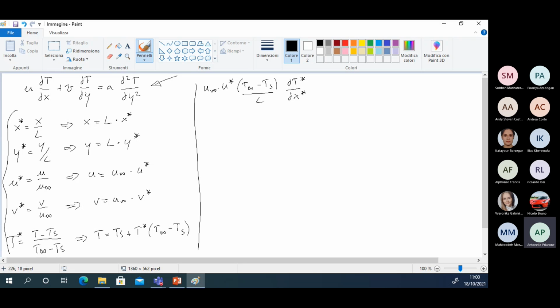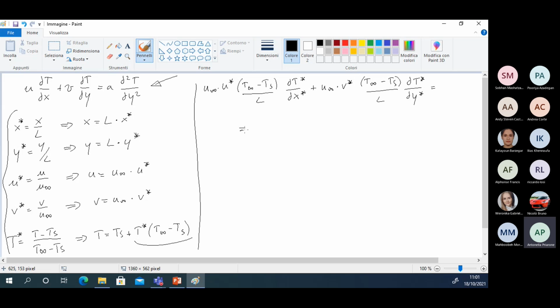Because T is equal to T star times T infinite minus Ts, so I have to put T infinite minus Ts. And L is here because at the denominator I have x, and x was equal to L by x star, plus v is equal to again u infinite by v star, and again the derivative is absolutely the same, T infinite minus Ts divided by L, derivative of T star divided by dy star, equal to what?